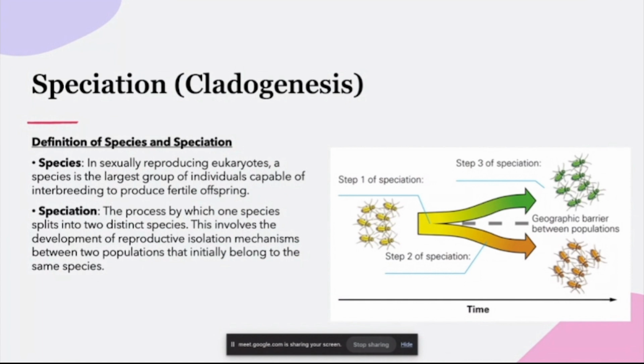Well, what's going to separate them is the development of reproductive isolation mechanisms. What does this mean? This basically means that these animals that used to belong to the same group have become so genetically different that if they tried to reproduce with one another, that wouldn't be possible. They wouldn't be able to produce fertile offspring. So that is what basically classifies two different species as two different species.